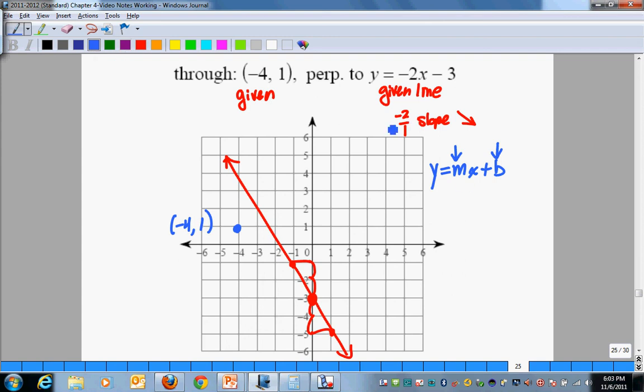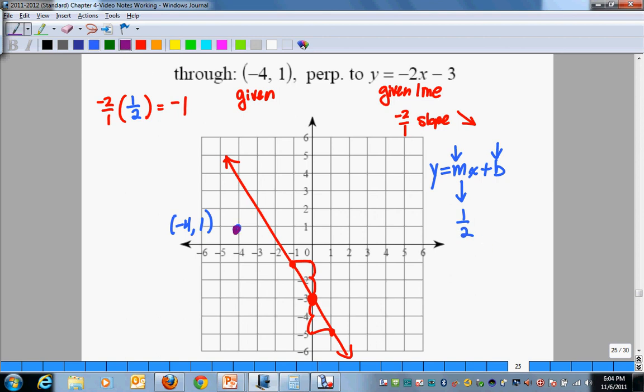So for perpendicular, to find our m, we take -2/1 times what number gives us -1? Because perpendicular lines multiply to -1. Their slopes do. And we can see what our missing slope is going to be is 1/2. So our missing slope that we want to be perpendicular has to be 1/2.